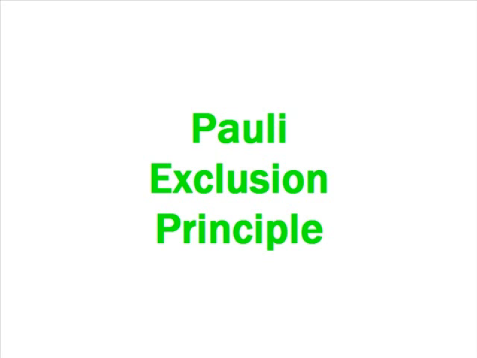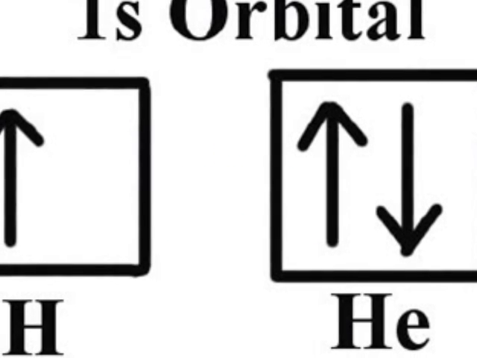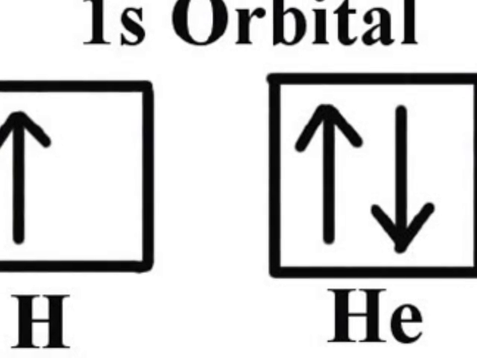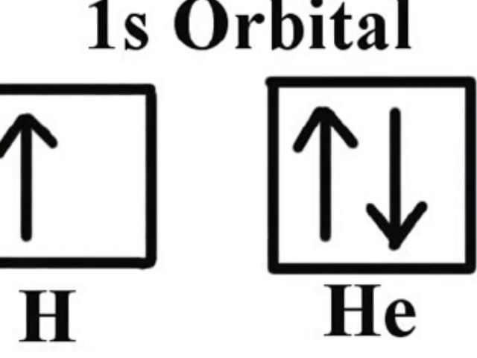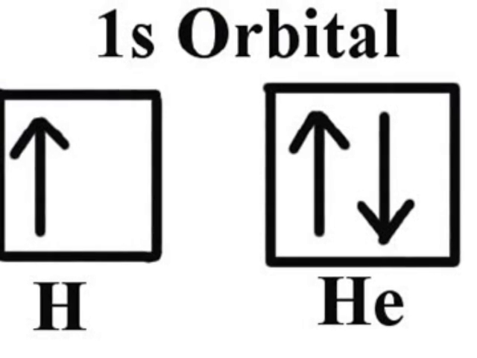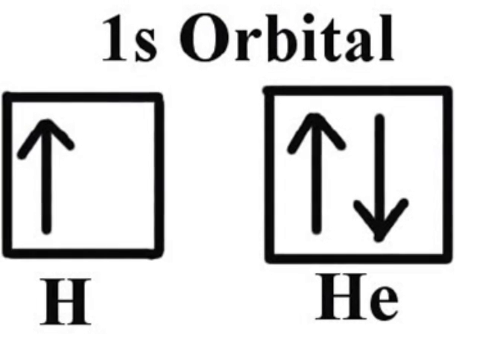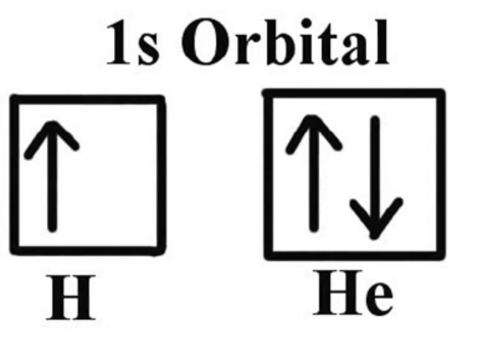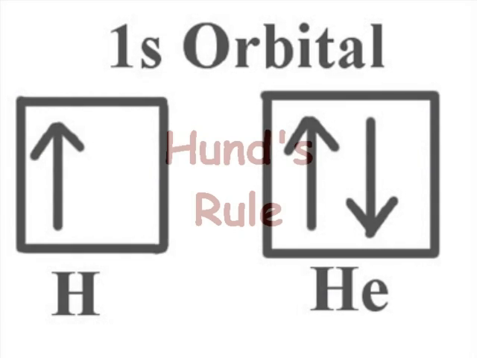According to the Pauli exclusion principle, no two electrons in the same atom can have the same set of four quantum numbers. The principal, angular momentum, and magnetic quantum numbers specify the energy, shape, and orientation of an orbital. The two values of the spin quantum number allow two electrons of opposite spins to occupy the same orbital.